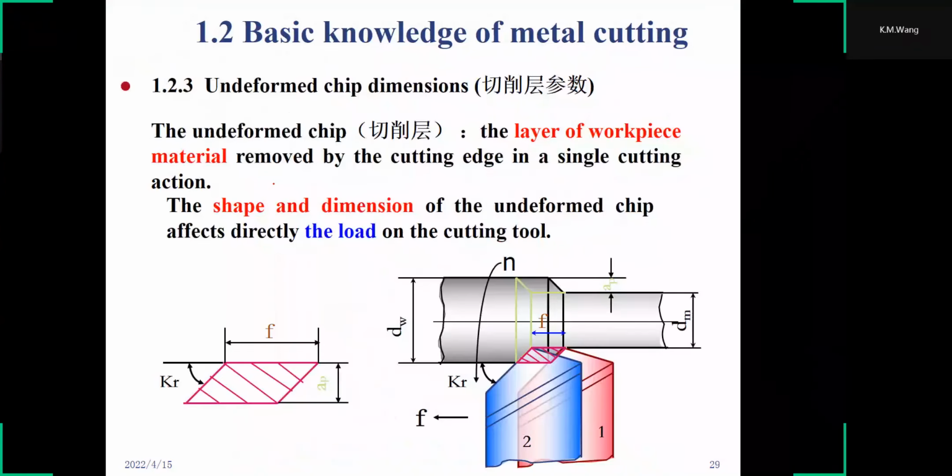Okay, the next we will study is the undeformed chip dimensions. In this section we should know the definition of the undeformed chips. The undeformed chip is a layer of the workpiece material removed by the cutting edge in a single cutting action. This is to say that the workpiece material is removed by the cutting edge in a single cutting action.